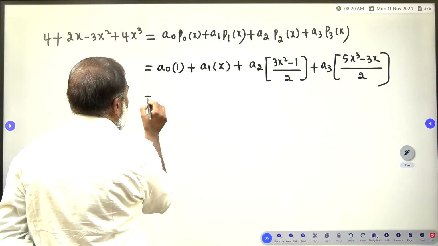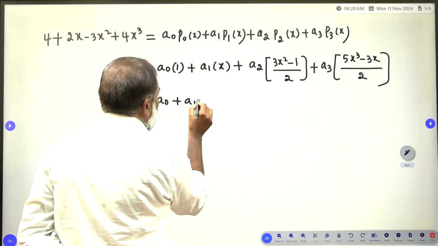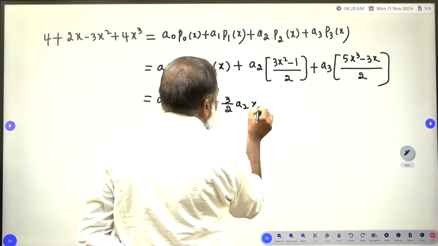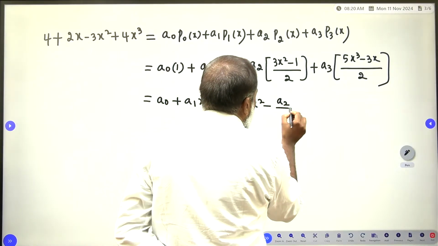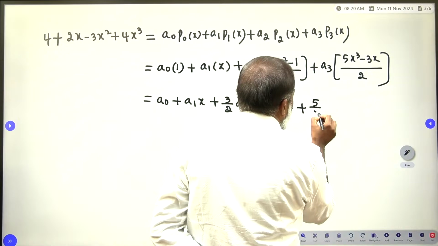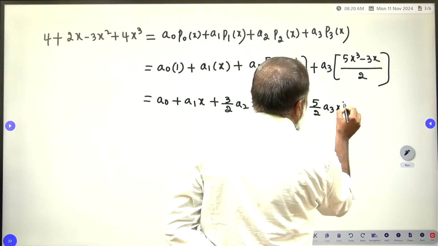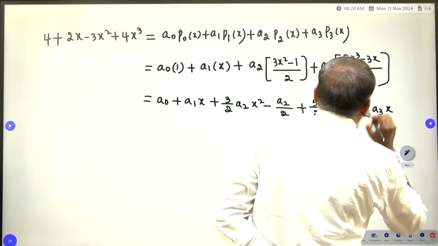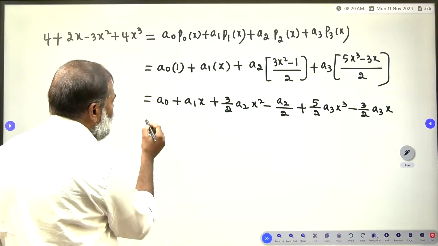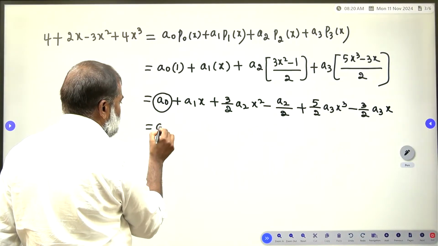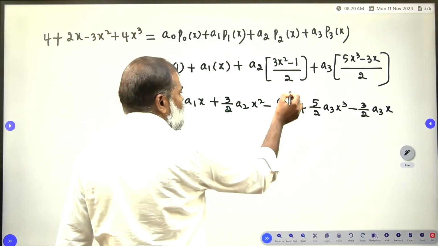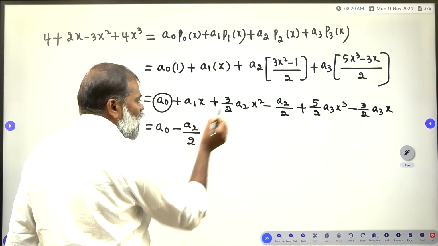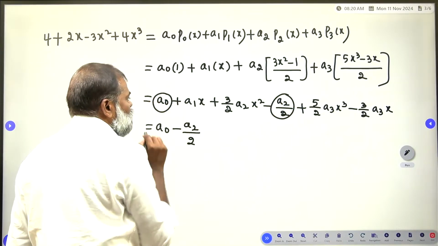Now you have to take a0 plus a1 into x plus a2 into 3 by 2 into x square minus a2 by 2 plus 5 by 2 into a3 into x cube minus 3 by 2 into a3 into x. Constant terms you have to write in one place: a0 plus another constant term, that is minus a2 by 2. This is the constant term.